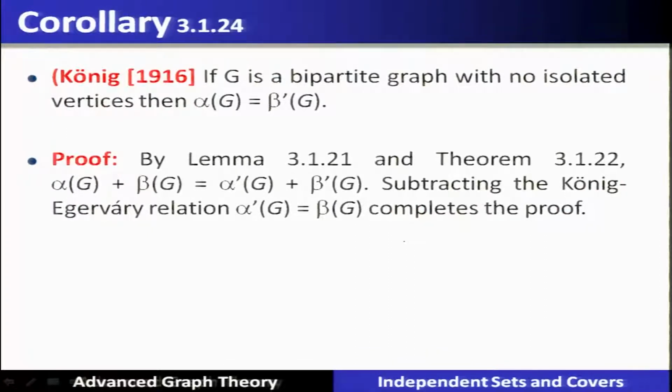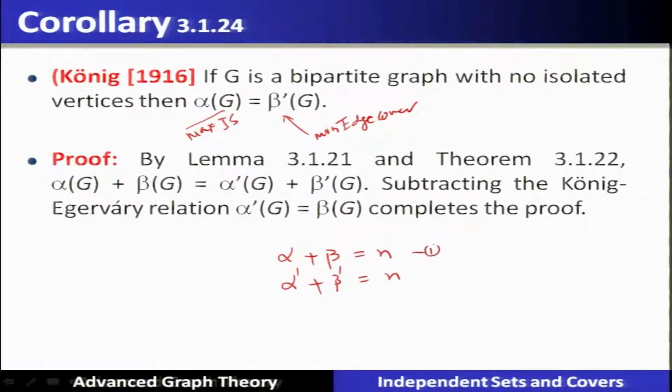Now, the corollary says that if G is a bipartite graph having no isolated vertices, then alpha G is equal to beta prime G. Alpha G is the maximum size of the independent set, and beta prime G is the minimum size of the edge cover. By the previous lemma we have seen that alpha plus beta is equal to n. Also we have seen that alpha prime plus beta prime is equal to n. So, from this lemma and these two theorems, we can write alpha plus beta is equal to alpha prime plus beta prime.